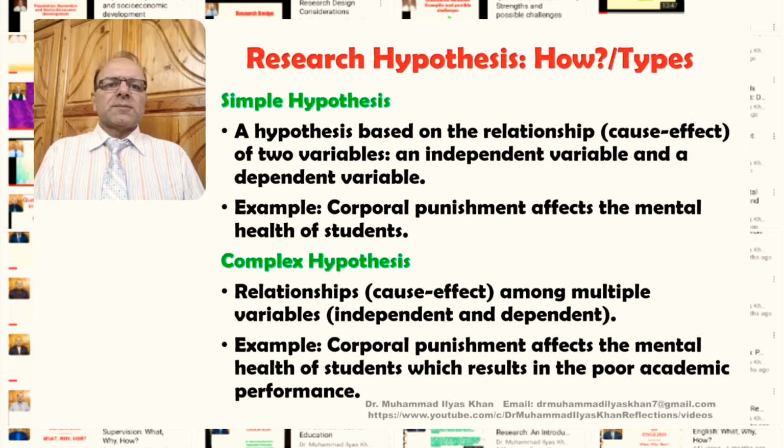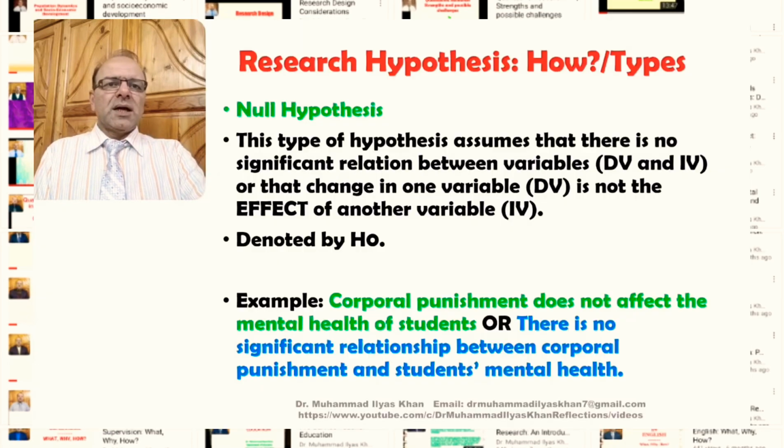A complex hypothesis, on the other hand, explores relationships, that is cause-effect relationships among multiple variables, that are the independent and dependent variables. So, for example, a simple example of the complex hypothesis here is: corporal punishment affects the mental health of students, which results in the poor academic performance of students. So here you can see that there are more than two variables, and so this type of hypothesis is called a complex hypothesis.